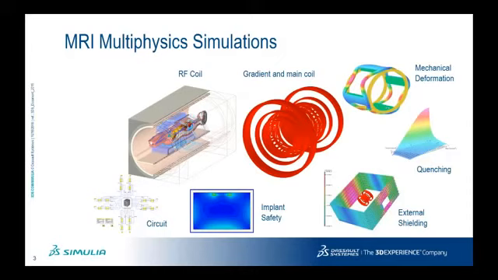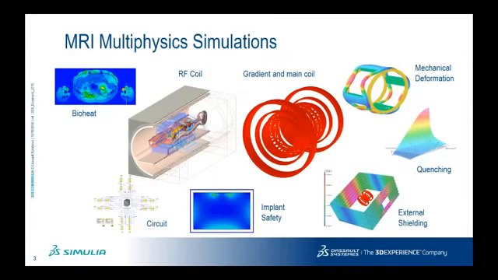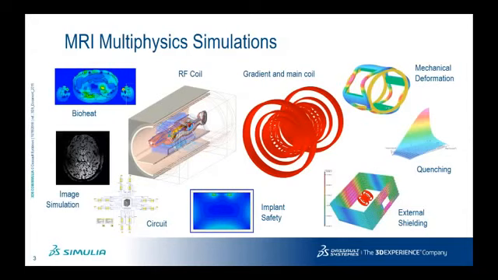But instead of just using simple phantom models, we most likely want to see also the actual heating inside the human body, because we want to avoid any damaging or hurting of the human body. And finally, to round off our multiphysics range of simulations, we may also want to see not only the magnetic fields, but how the image in the end looks like. So we want to do a proper image simulation.